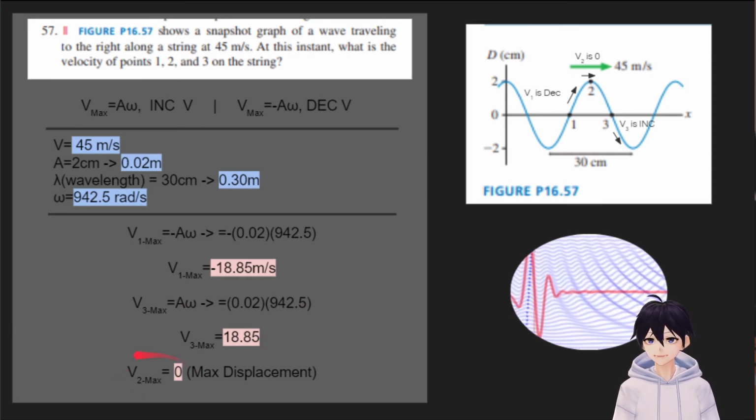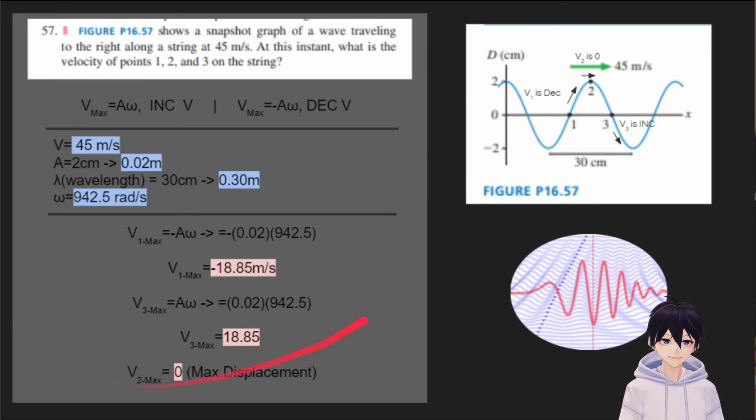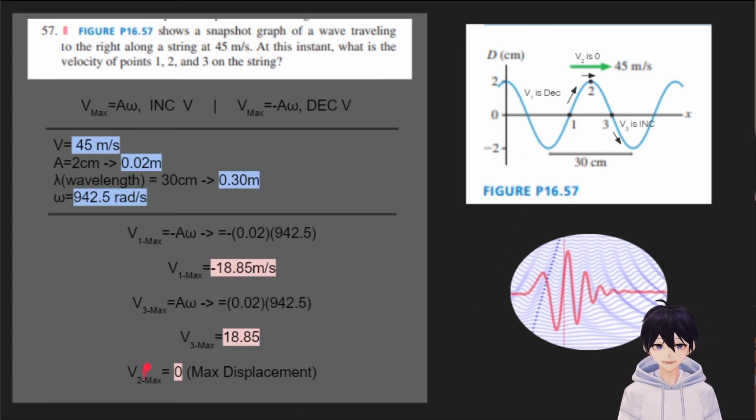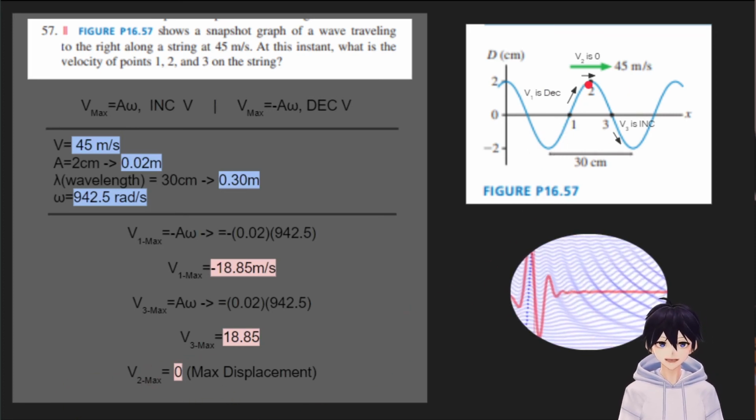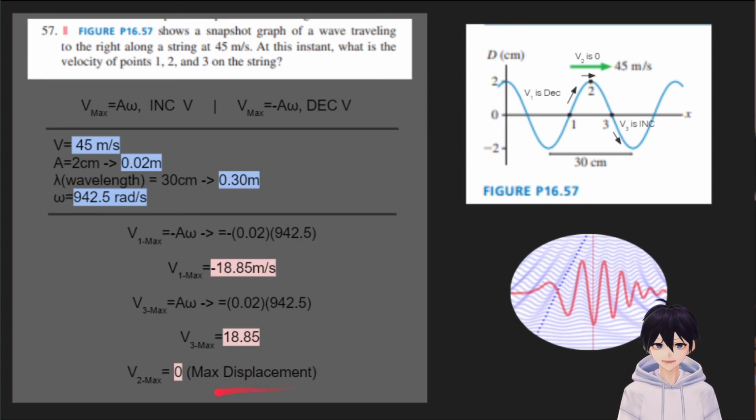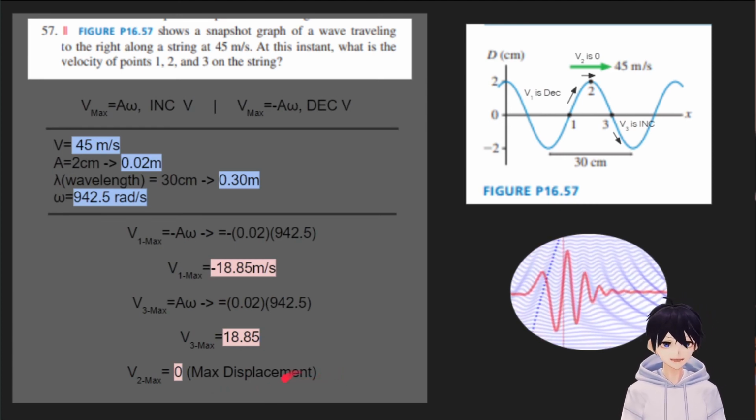And for V2, the reason why I put this last is because this is really easy to calculate. Since it's at this top part right here, or max displacement, we know that the velocity is 0.